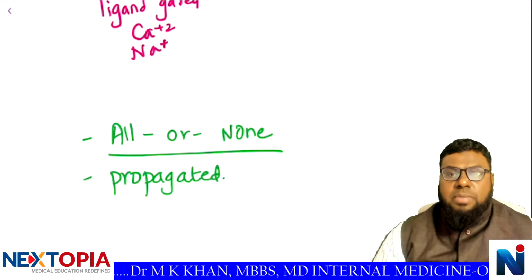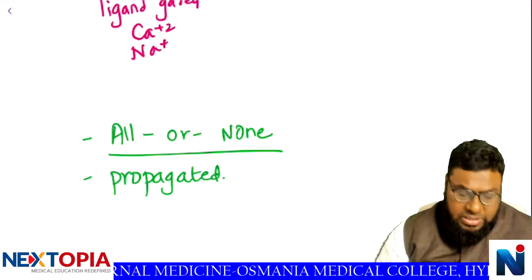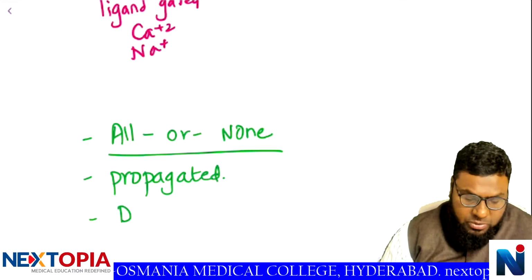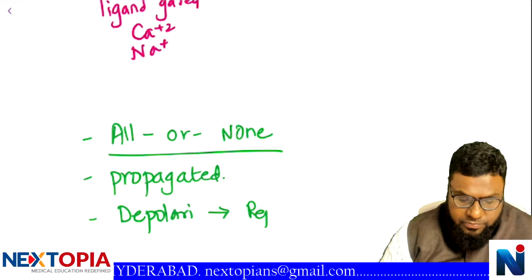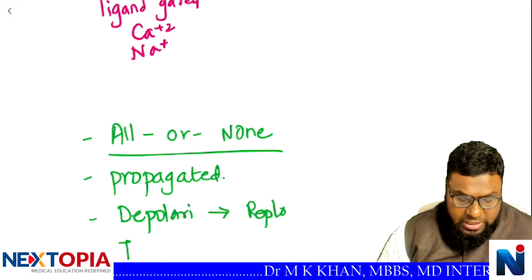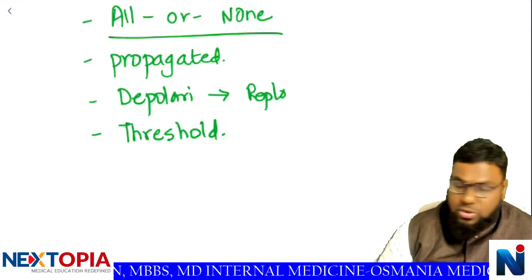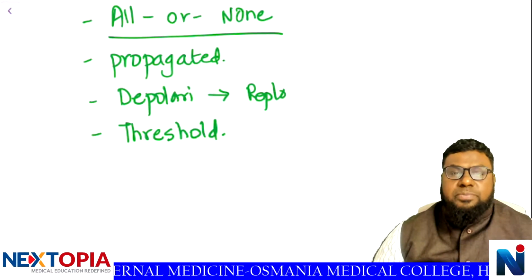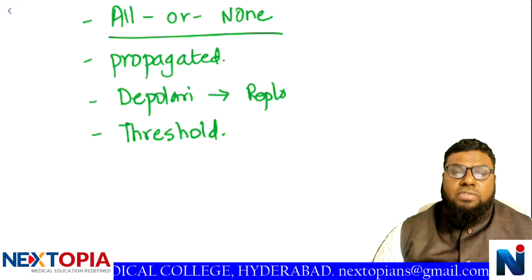So the action potential is propagated. The action potential is an all or none phenomenon. The action potential is mediated by depolarization followed by repolarization always. The threshold stimulus is very, very important to bring about the action potential. So all these are the important points that we have learned today. With this, now let us try to understand the important properties of the action potential.